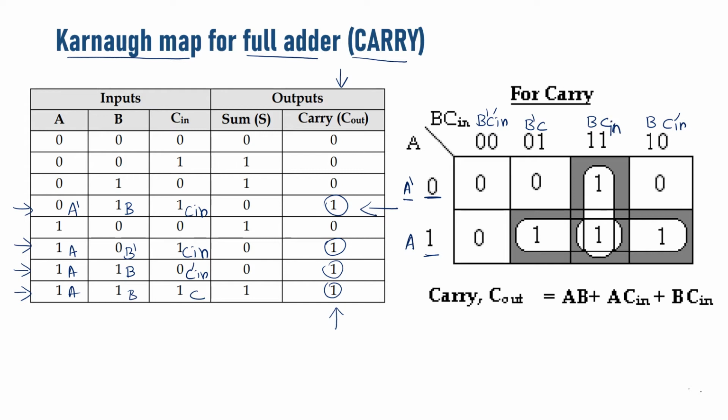So this is the place, so we have to map here. Okay, so the next one is A B dash C in. This place we have to map, and next to that we are going to map for this. So A B C in is there, so we have to map this.